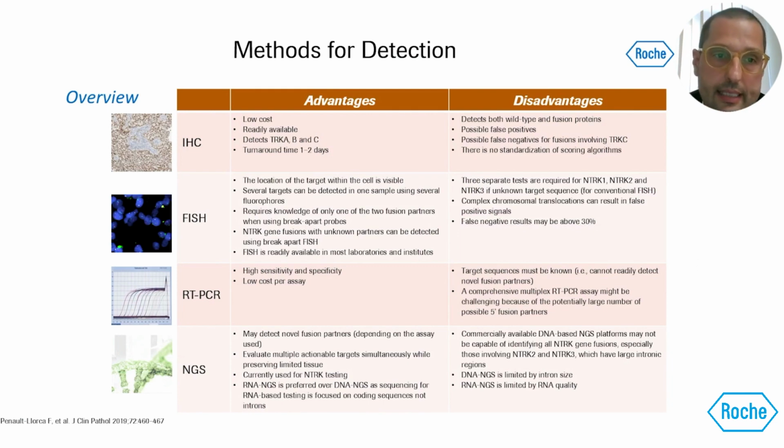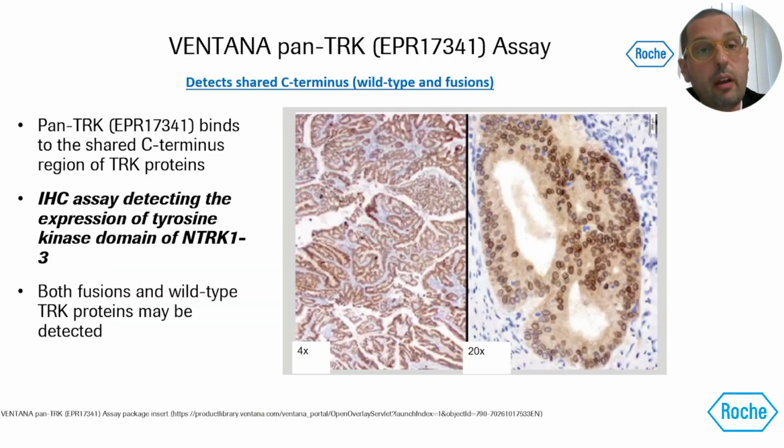The assays provided here are immunohistochemistry, fluorescent in situ hybridization, RT-PCR assays, and NGS assays based on DNA or RNA. Each of them has advantages and disadvantages. However, we will focus here on the screening with the Ventana pan-TRK antibody that is now available and that has been shown to have good sensitivity and specificity in screening and identifying NTRK gene fusions.